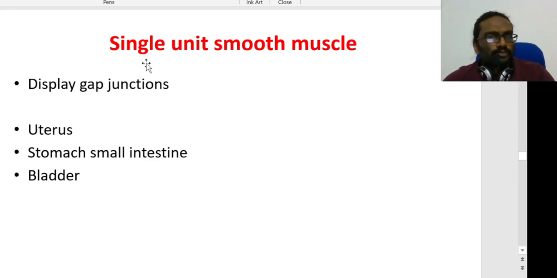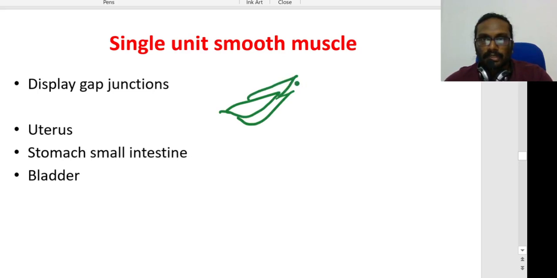The biggest peculiarity of single unit smooth muscle, I'll just draw and show you how a single unit smooth muscle will look like. Smooth muscles will be arranged in spindle forms like this, in a group, layered, like this. This is a group of single unit smooth muscle.